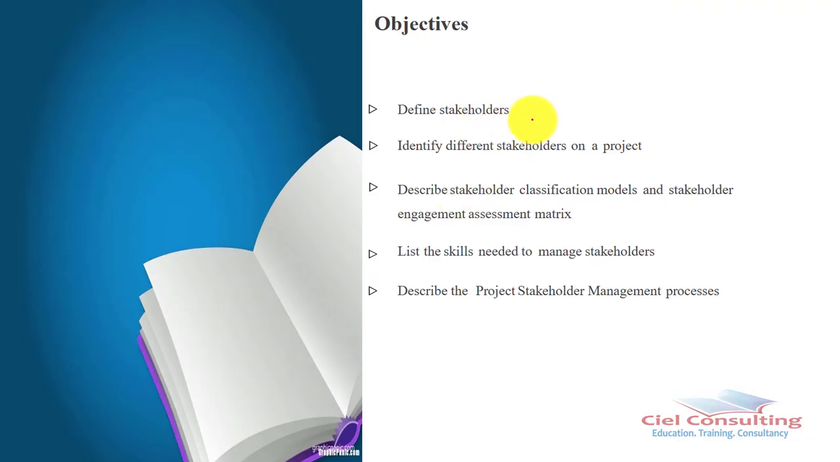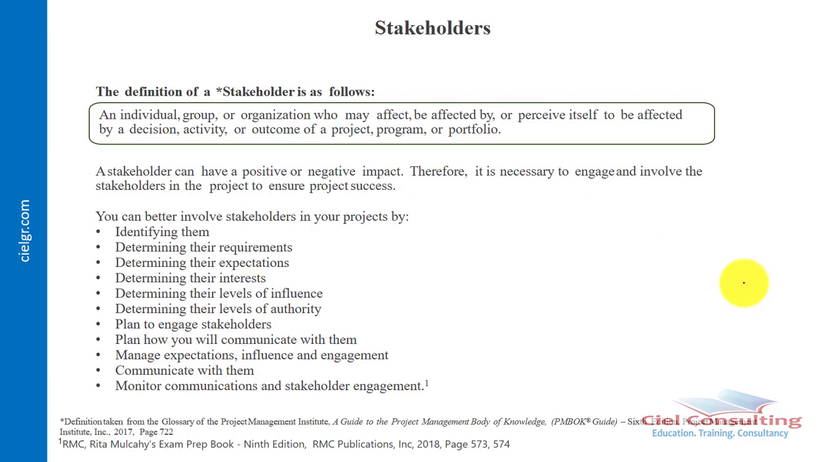So at the end of this particular module, you should be able to define stakeholders and then also identify different stakeholders on a project, then describe stakeholder classification models as well as stakeholder engagement assessment metrics, also list the skills needed to manage stakeholders, and then describe the project stakeholder management processes. These are some of the things we shall be discussing in this very lesson.